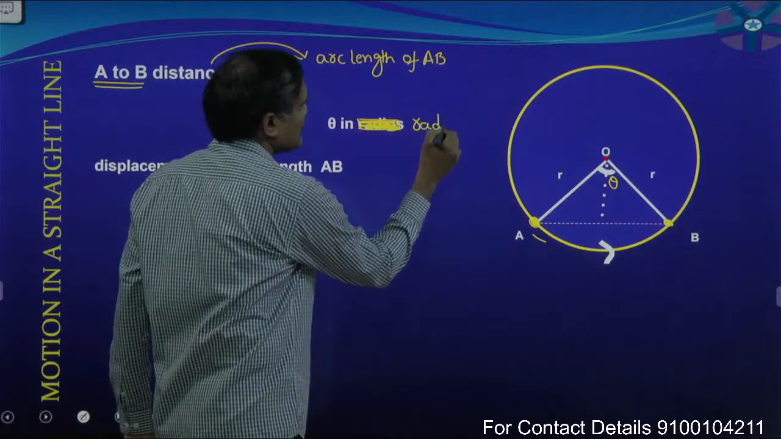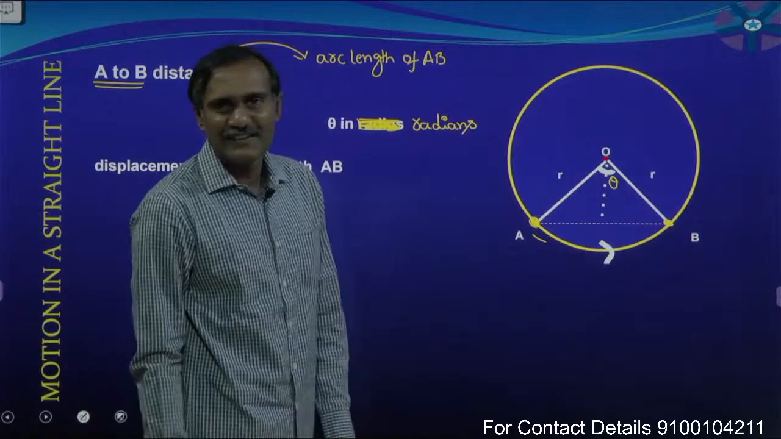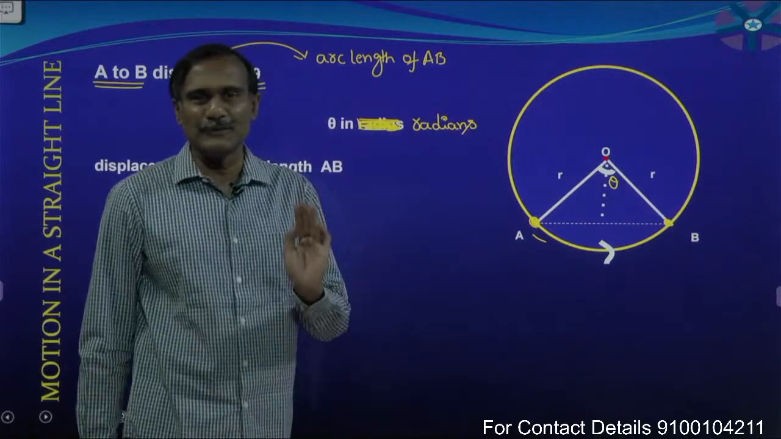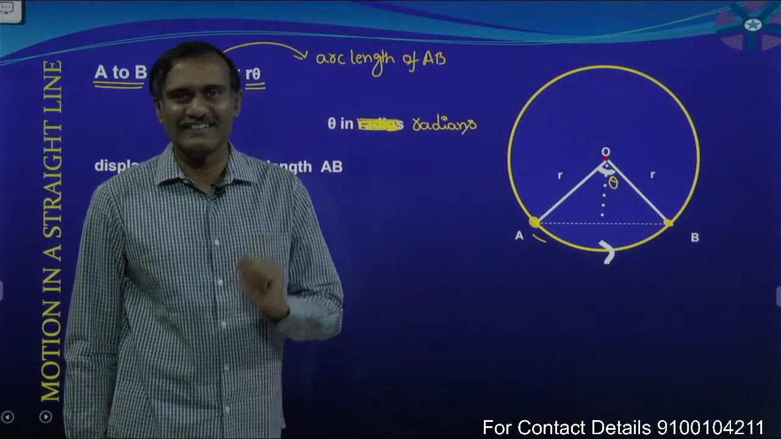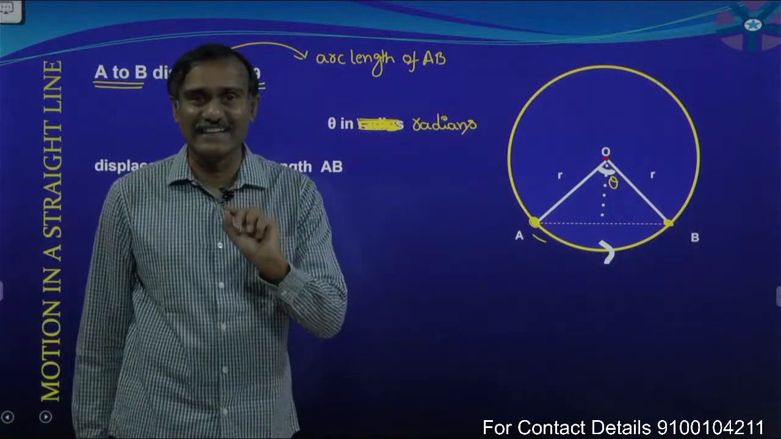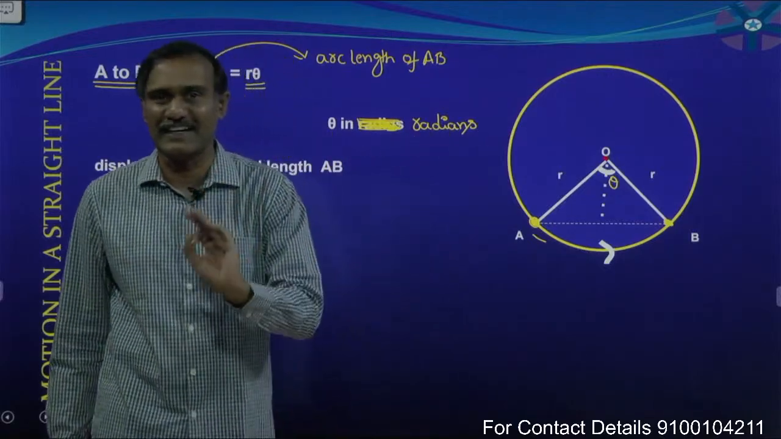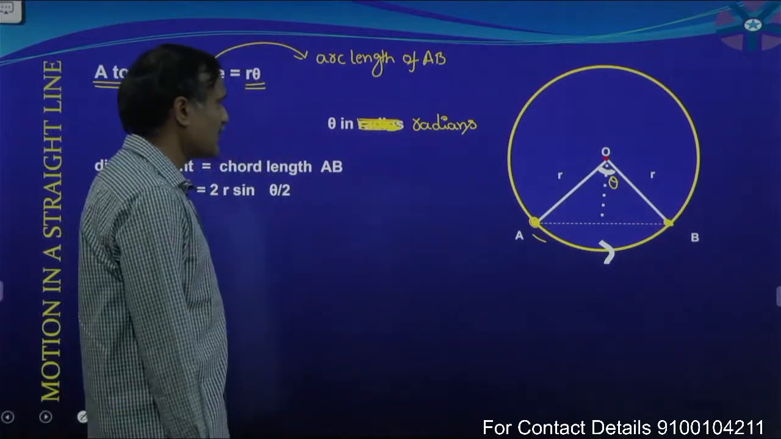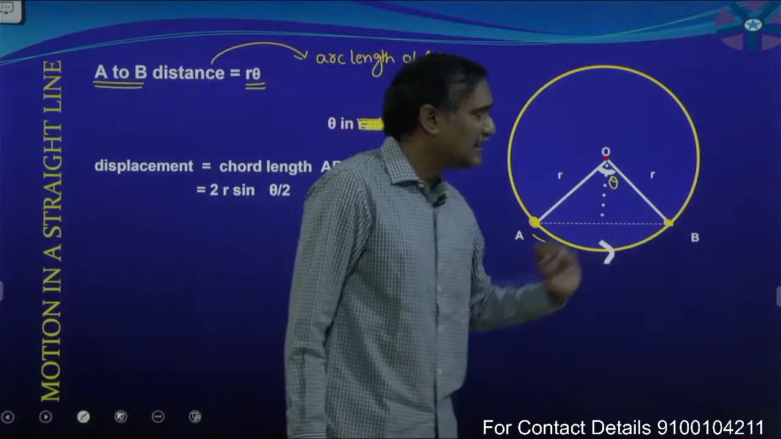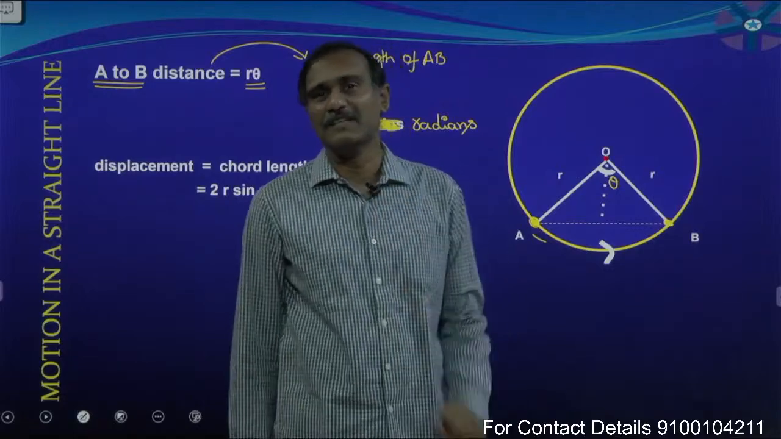You must substitute that theta in terms of radians, because we always want to use SI units. The SI unit of angle is the radian. That is, you must substitute theta in terms of radians. Remember that. Now, for this journey, calculate the displacement travelled by the particle.